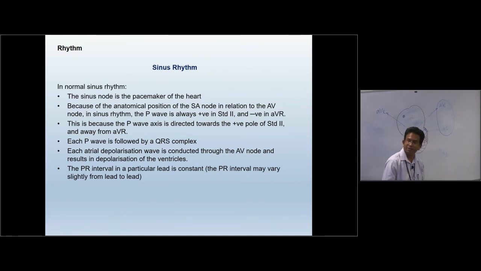Okay, so that's the other criteria, and each P wave is followed by a QRS complex, and the PR interval in a given lead should be constant. So if all these criteria are fulfilled, then you can say the patient is in sinus rhythm. Sometimes when you look at the ECG's rhythm strip, it looks like sinus rhythm, but when you apply these criteria, the patient is not in sinus rhythm. So you have to look carefully.